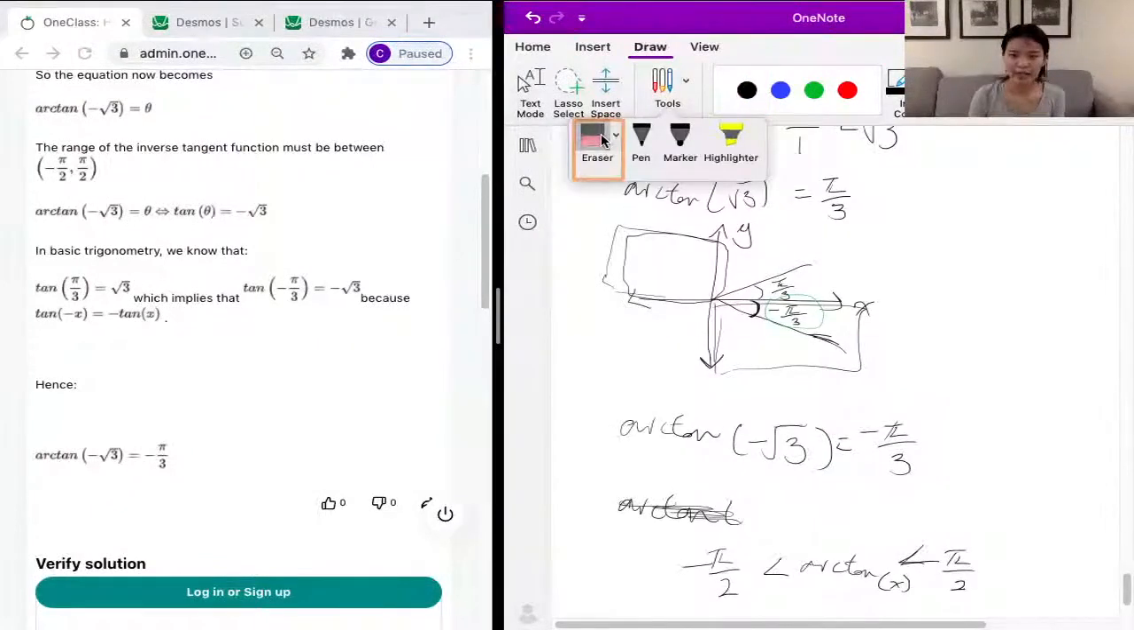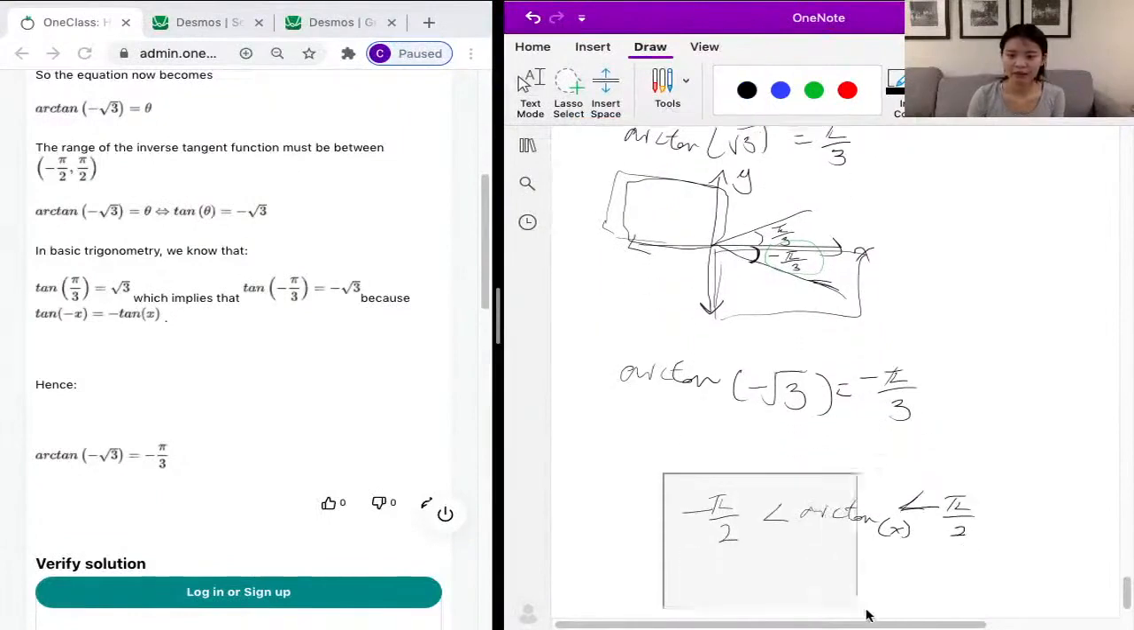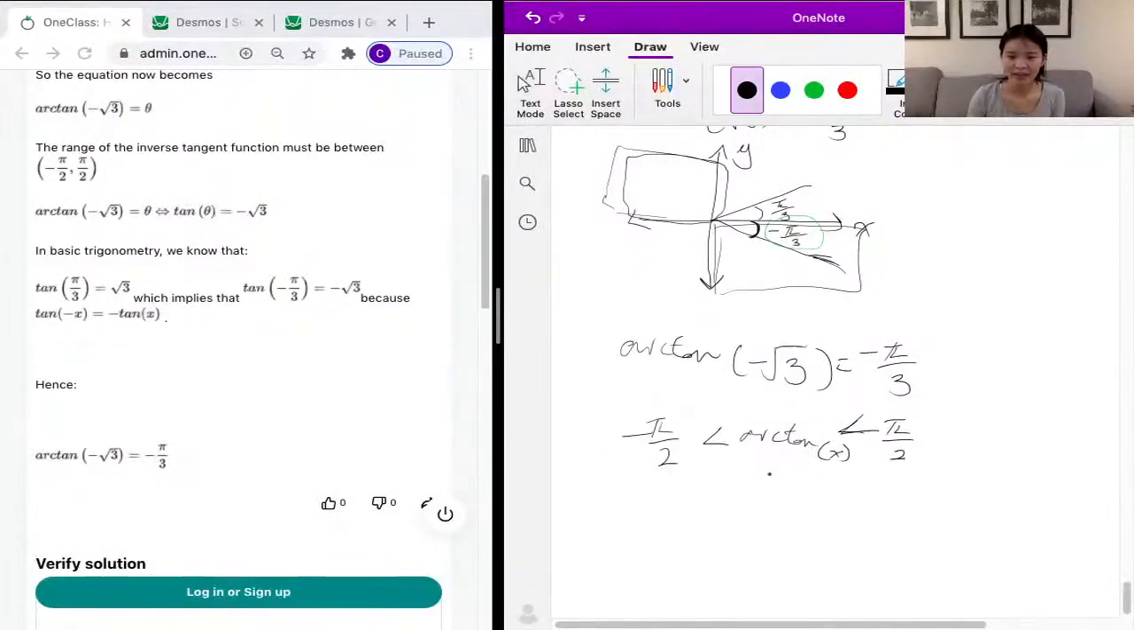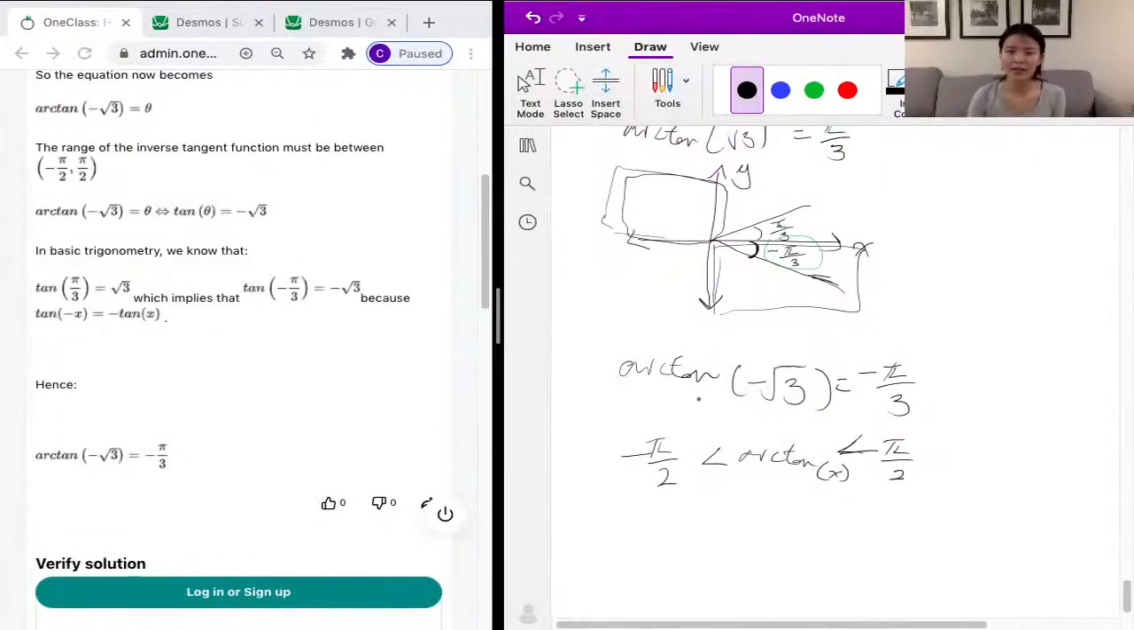Range of the arctangent function, and the value of arctan of x could only be between negative pi over 2 and pi over 2. If our angle were over here, it would be pi minus pi over 3, which is 2 pi over 3, which is larger than pi over 2. So it can't be 2 pi over 3. And our angle couldn't fall in here, because it's just a convention of restricting the range to between negative pi over 2 and pi over 2.